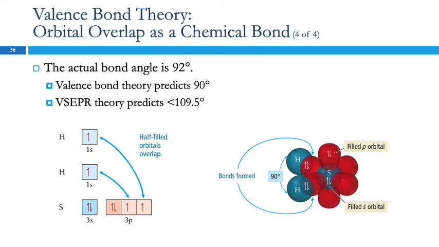So this is kind of what we're talking about. Here we're looking at a sulfur atom and two hydrogen atoms. The hydrogen atoms each have one valence electron, and that one electron is in the 1s orbital. Here's sulfur's valence electrons. The 3s orbital is full, and there are 4 electrons in the 3p sublevel. So 1 is full and 2 are half filled.